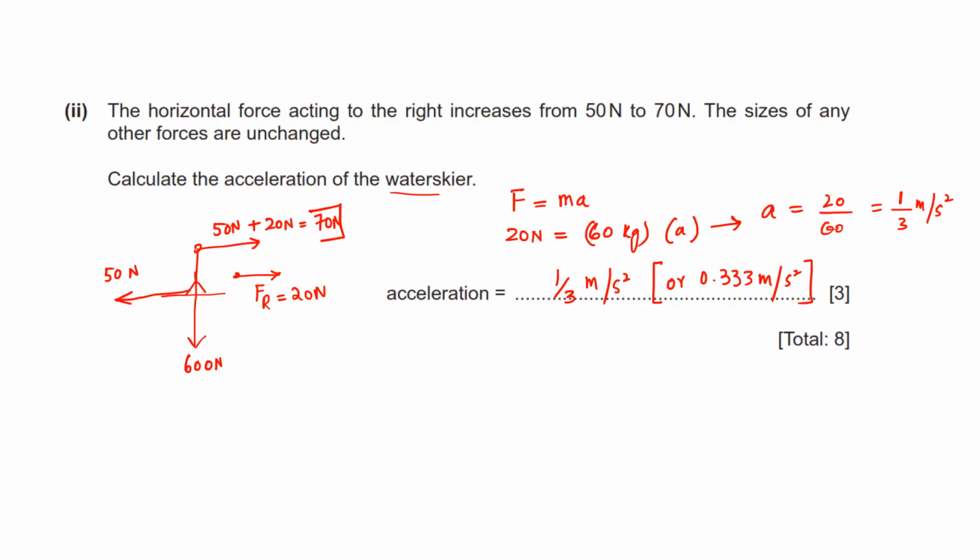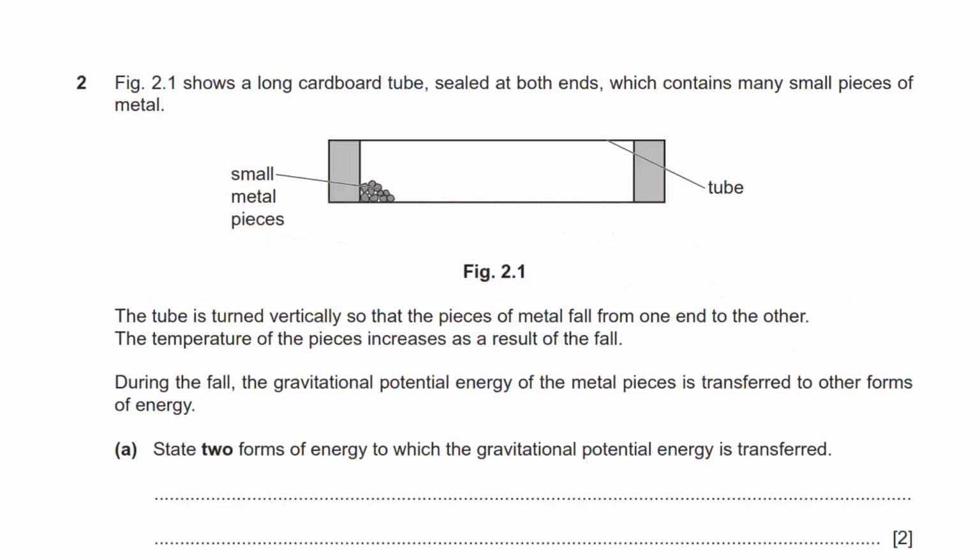Okay, so moving ahead, question number 2. It says figure 2.1 shows a long cardboard tube sealed at both ends, which contains many small pieces of metal. So here we see this tube. These are small pieces of metal, and these two ends are sealed. It says the tube is turned vertically, so the pieces of metal fall from one end to the other.